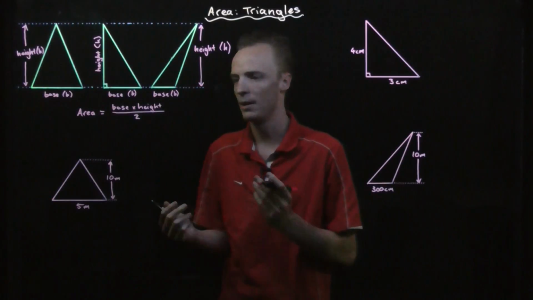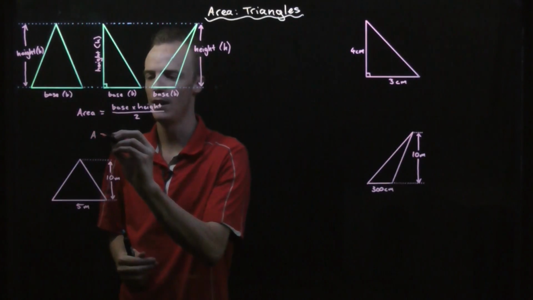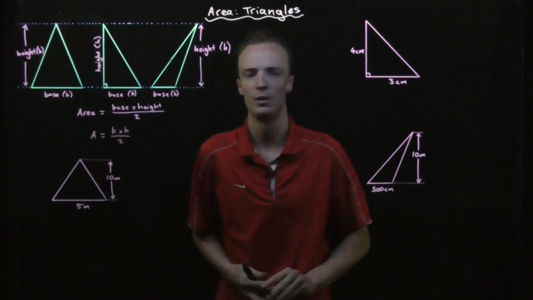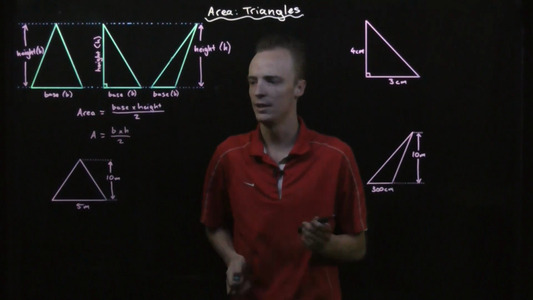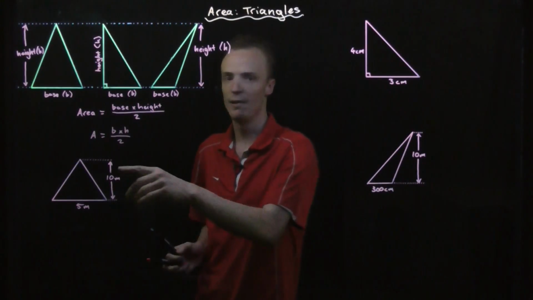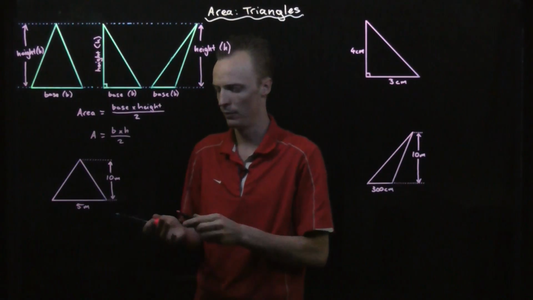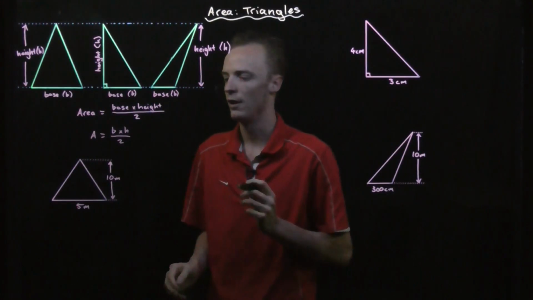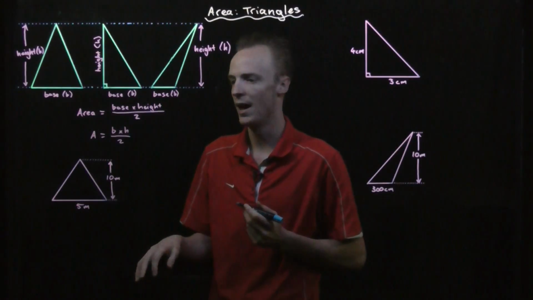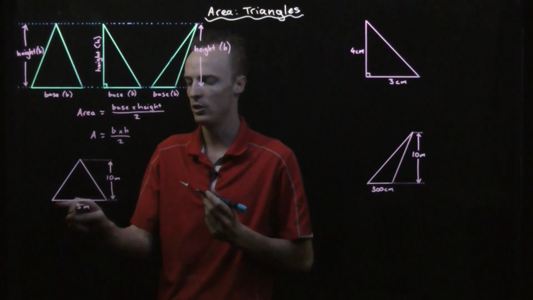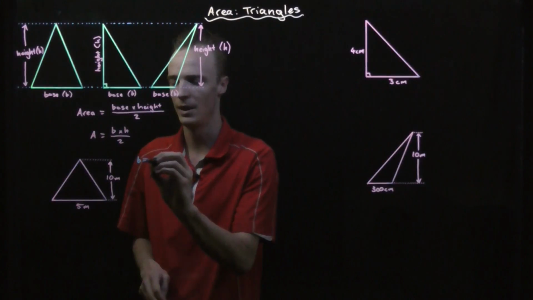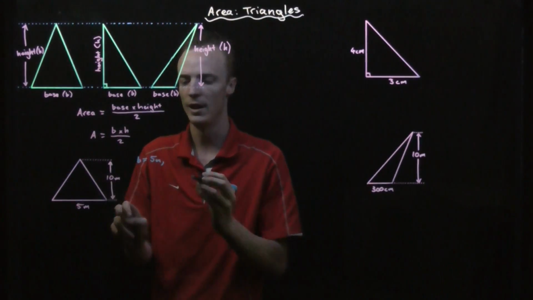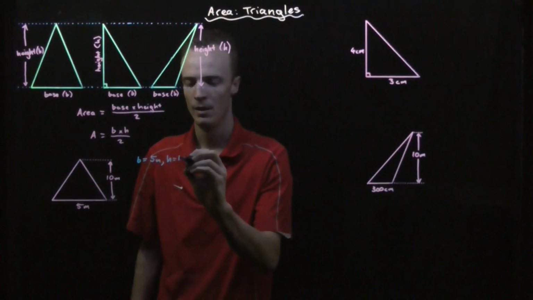Now, this area formula can be rewritten as A equals B times H, or base times height, divided by 2. So let's now try and use this area formula to find the area of our three example triangles that we've got here, starting with this one down here. The very first step that we need to follow is to identify the information that we have. So let's start with the base, which is this value here. So the base is equal to 5 meters. Then the height, which is this value here, which is equal to 10 meters.